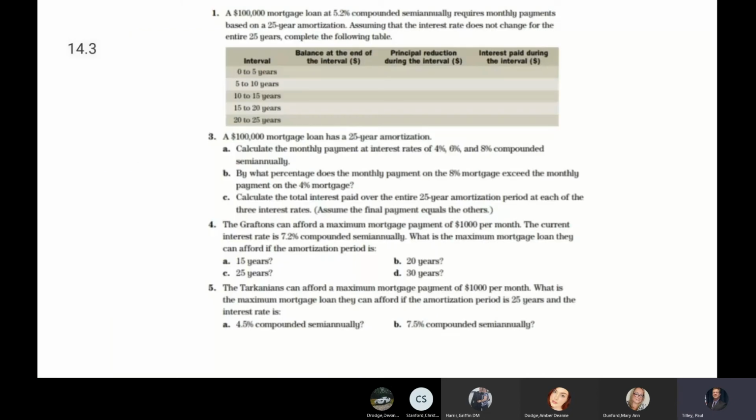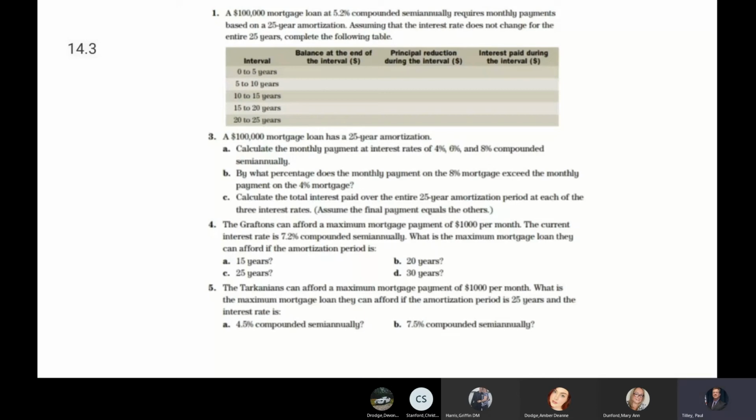So you got number one, a $100,000 mortgage loan of 5.2% compounded semi-annually requires monthly payments based on a 25-year amortization. Assuming the interest rates do not change for the entire 25 years, complete the following table. Now, I don't want to do all of these, but I want to do a couple of them.